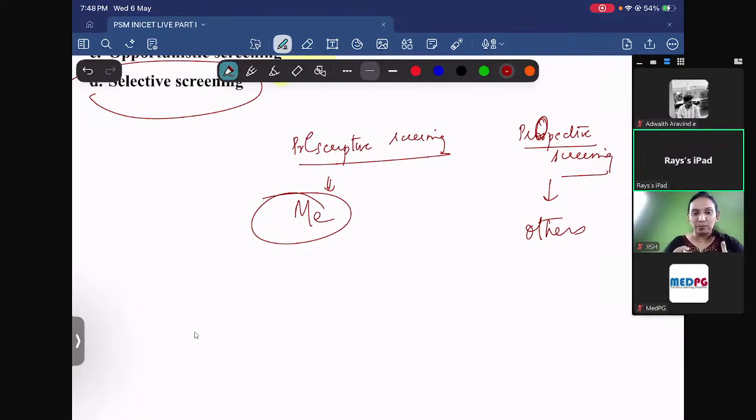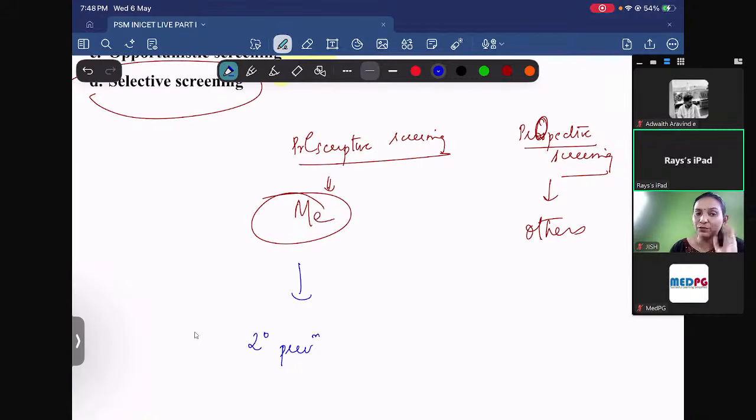Okay. So which one is an example of a primary prevention, which is an example of a secondary prevention? Remember, the screening in general, if you are asked what is screening, it is an example of secondary prevention.